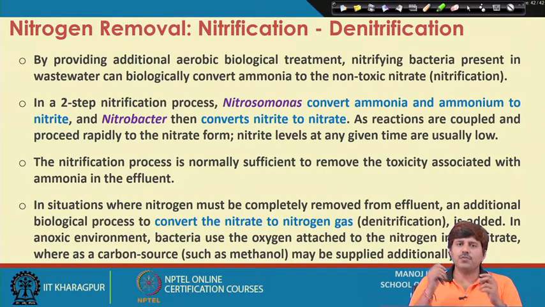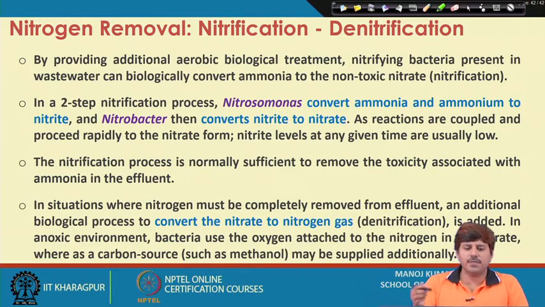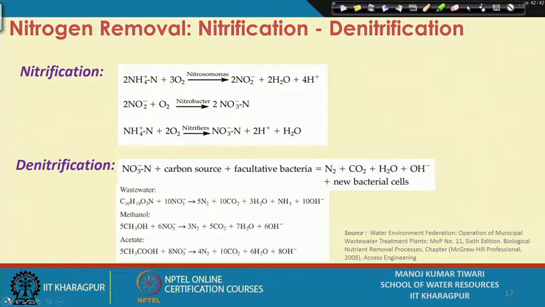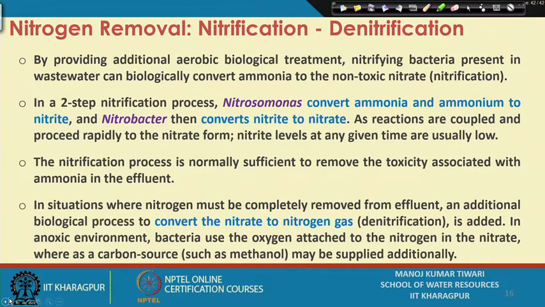So, if we intend to remove the nitrogen, particularly the ammonia, we can go for a two-step nitrification process. It works with Nitrosomonas bacteria, which convert ammonia or ammonium into nitrite, and then there is Nitrobacter, which converts nitrite to nitrate. So, these reactions are coupled and proceed rapidly to the form of nitrate.